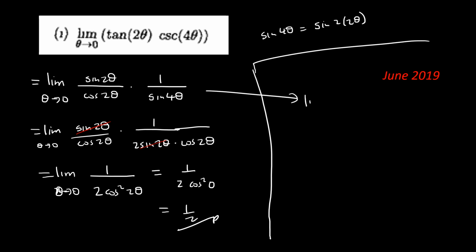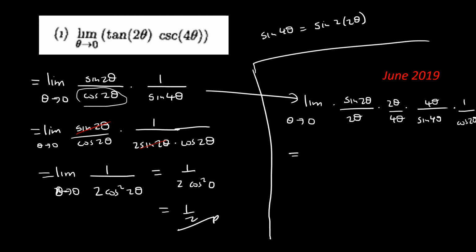Remember, if I'm already here, what do we know? If I have sine 2 theta, I need 2 theta here. So if I need 2 theta, I must multiply by another 2 theta. Then I have sine 4 theta, which means I need 4 theta here. I must divide by another 4 theta. Then I also have 1 over cos 2 theta. Don't forget it. 1 over cos 2 theta is this one here.